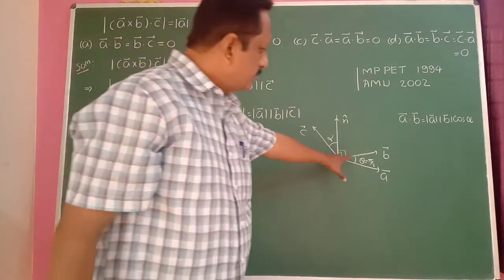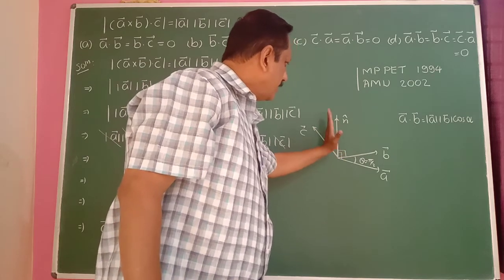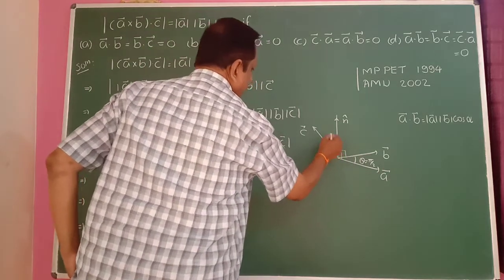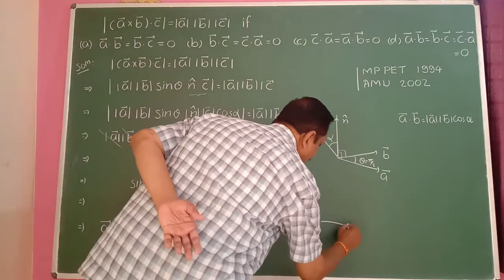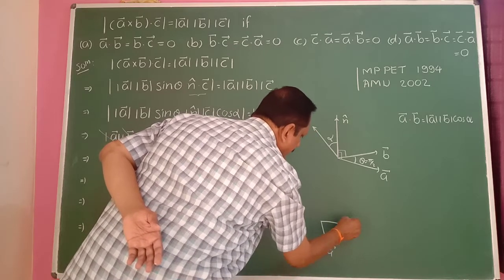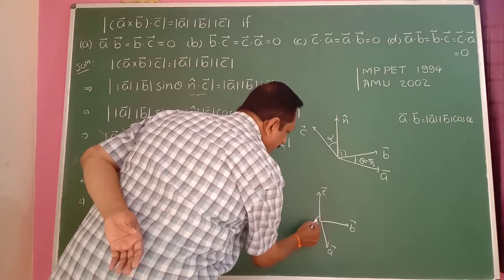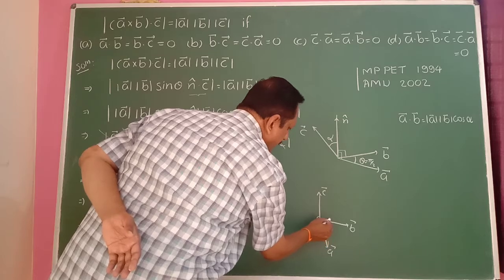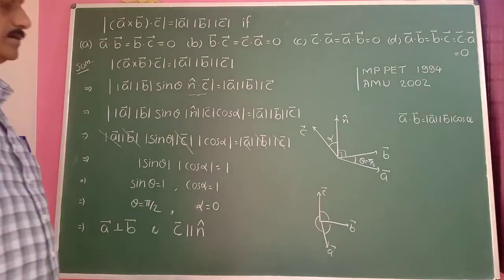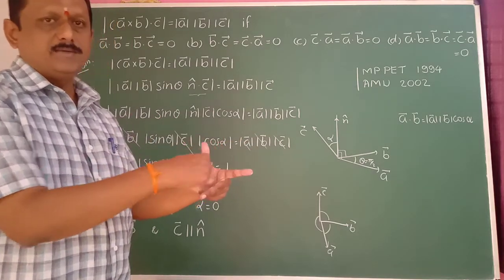So these two are perpendicular, and C bar coincides with n cap or is parallel to n cap. Then A bar, B bar and C bar are mutually perpendicular to each other, like this: this vector A bar, this vector B bar, and this vector C bar. Therefore, the angle between A bar and B bar is 90 degrees, the angle between B bar and C bar is 90 degrees, and the angle between C bar and A bar is also 90 degrees. They are mutually perpendicular to each other.